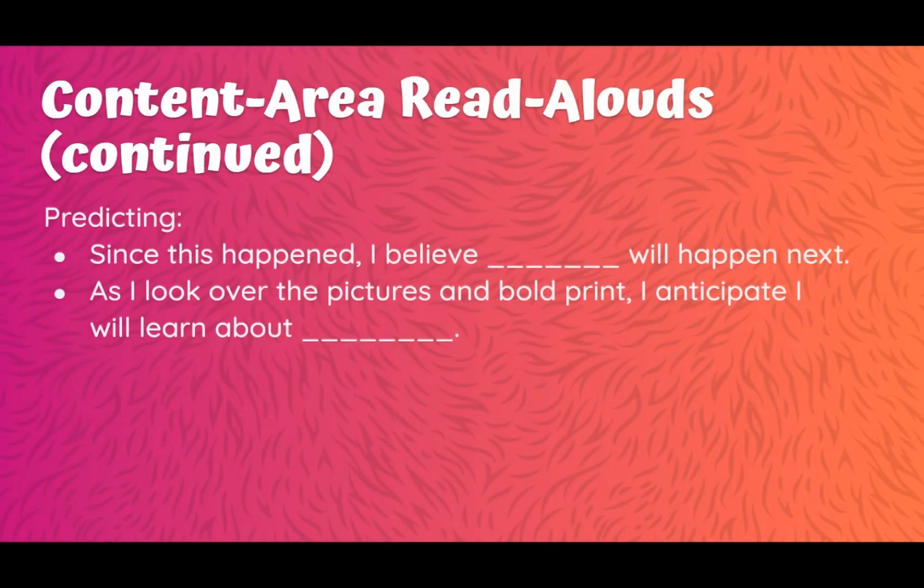Predicting. Since this happened, I believe blank will happen next. Or as I look over the pictures in bold print, I anticipate I will learn about blank. And so this causes students to think about what they're going to learn. It's a level of metacognition that's really good for them, and will help them to get more out of the reading if you can prep this in advance.